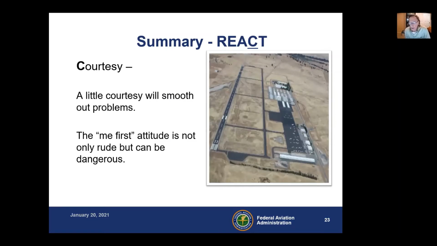And in REACT, we have courtesy. A little courtesy will smooth out problems. The me-first attitude is not only rude, but it can be dangerous.